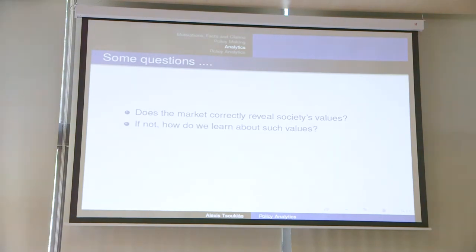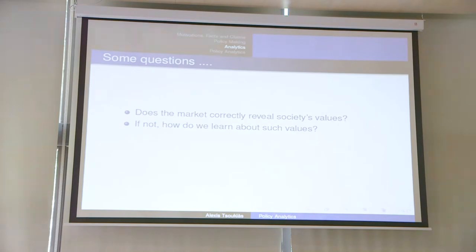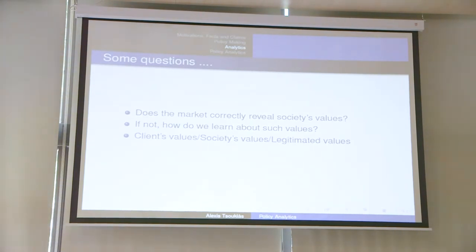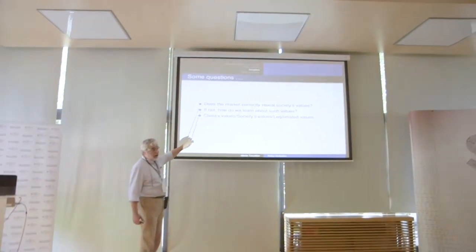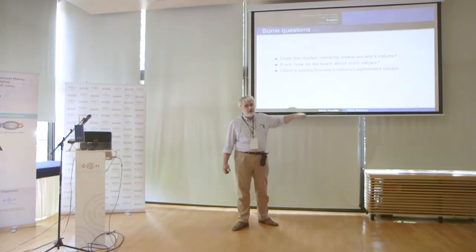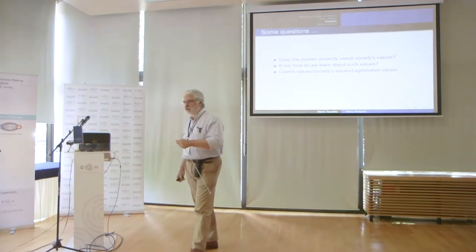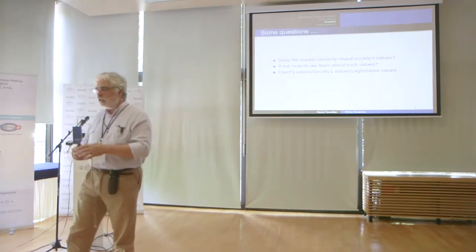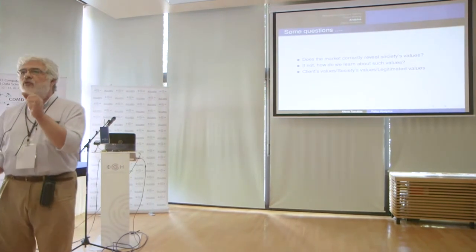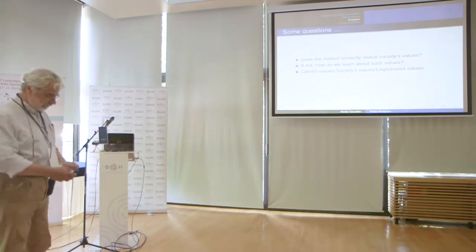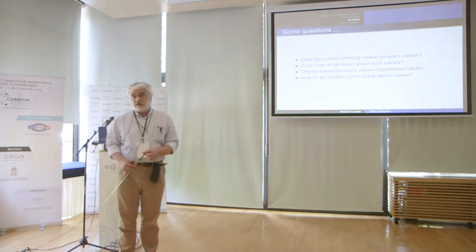So that means that we need to learn about the values of the people that use the city, and not about the market values the city takes, which is biased by the necessities of the real estate market. The values of the real estate market are not necessarily the values of the users of the town. Which means that we have to distinguish between the values of the clients of the market and the values of society, the legitimated values. That means that we need to learn values. You will see, Paolo later on will talk about preference learning, which is a precise way to address how we learn values, how we explain values, and how we argue about these values.